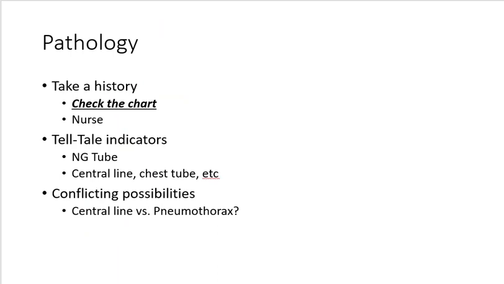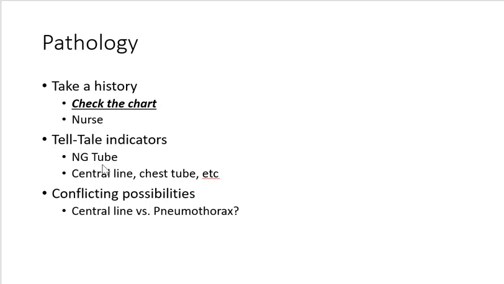So how do you know what you're dealing with? Well, first thing you need to get in the habit of doing is checking the chart. I know that some of your charts are in the computer system now, but it's important to understand what it is that you're taking the exam for. So check the chart, check with the nurse, look for telltale indicators.